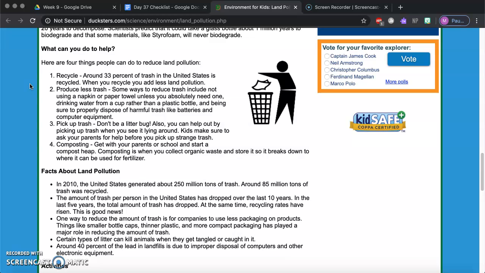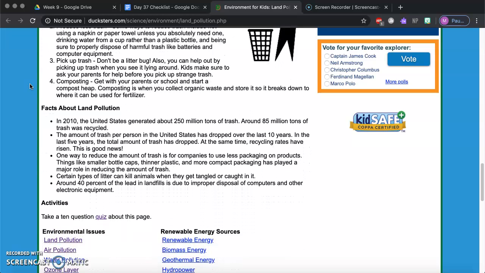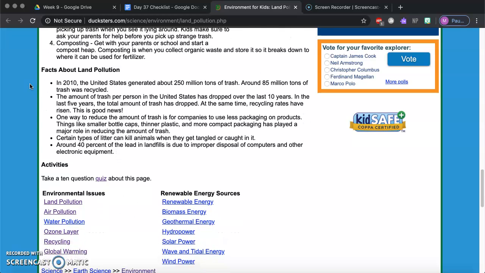3. Pick up trash. Don't be a litter bug. Also, you can help out by picking up trash when you see it lying around. Kids, make sure to ask your parents to help before you pick up strange trash. 4. Composting. Get with your parents or school and start a compost heap. Composting is when you collect organic waste and store it so it breaks down where it can be used for fertilizer.